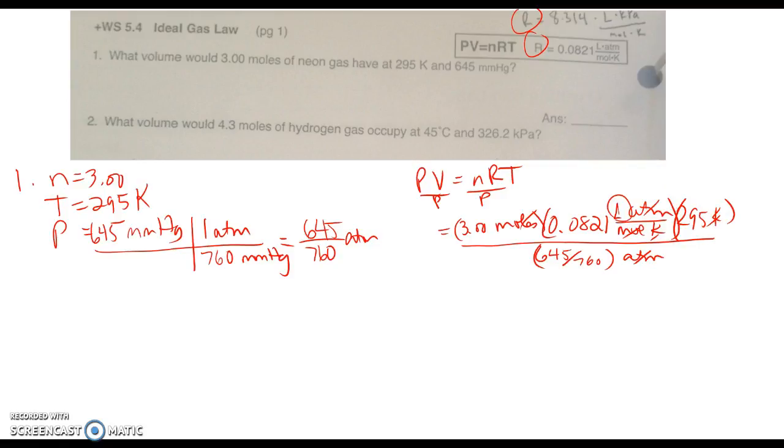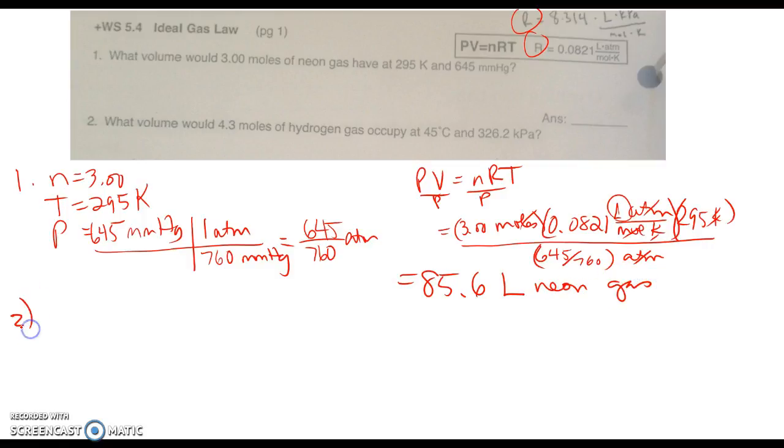So let's do the calculations. 3 moles times 0.0821 times 295. And I'm going to divide by this, but I'm going to put it in parentheses, 645 divided by 760. And I will end up, and I believe you need 3 sig figs, 85.6 liters of neon gas.